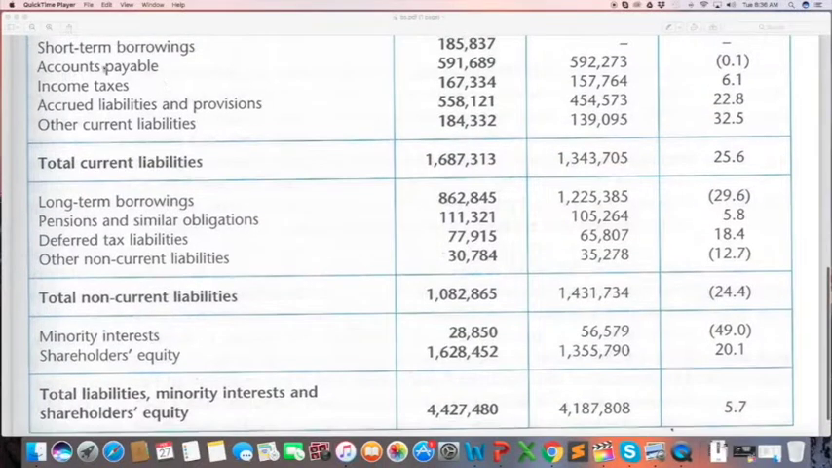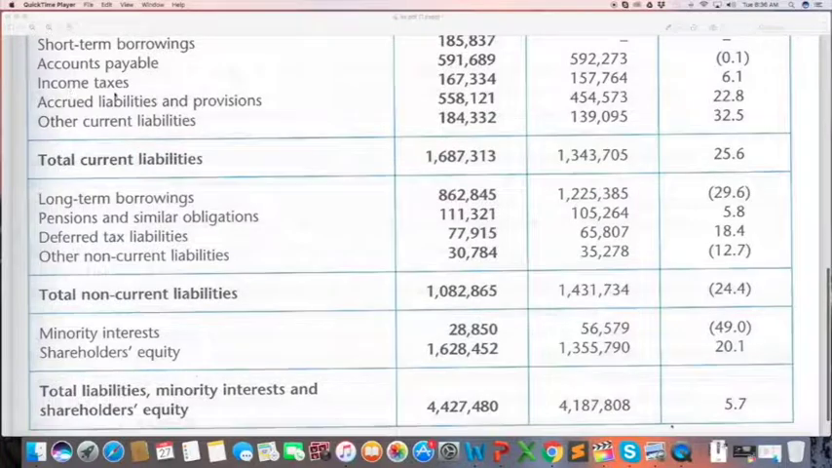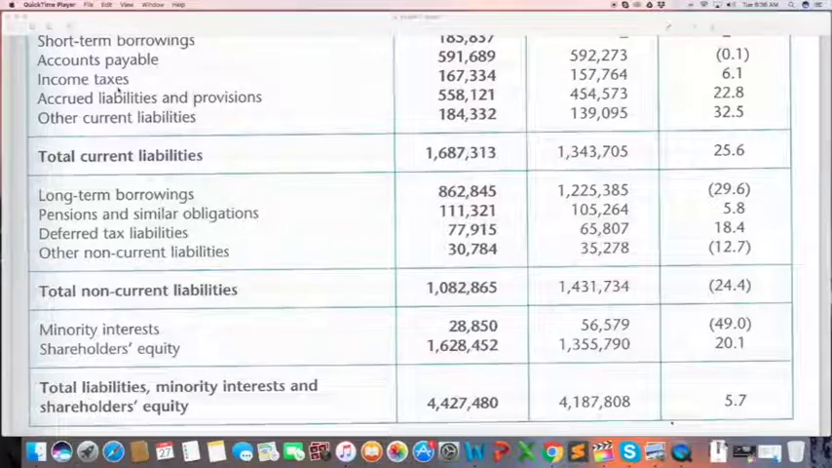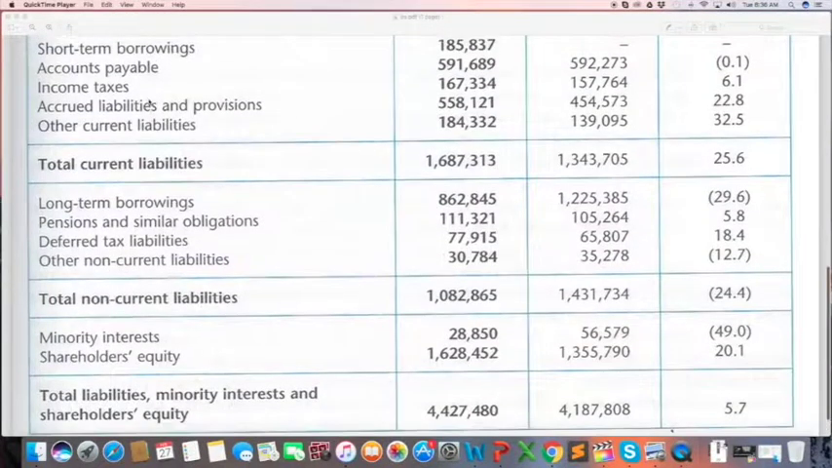Then we have here accounts payable, we have already seen. Income taxes, that we have already seen also. Imposto de renda, pagar. Accrued liabilities and provisions. Então são despesas provisionadas. Quando a gente não falaria em português passivos, que seria a tradução literal provisionados. Ou a tradução para um balanço em português seria despesas provisionadas. Other current liabilities. And then we have here total current liabilities.